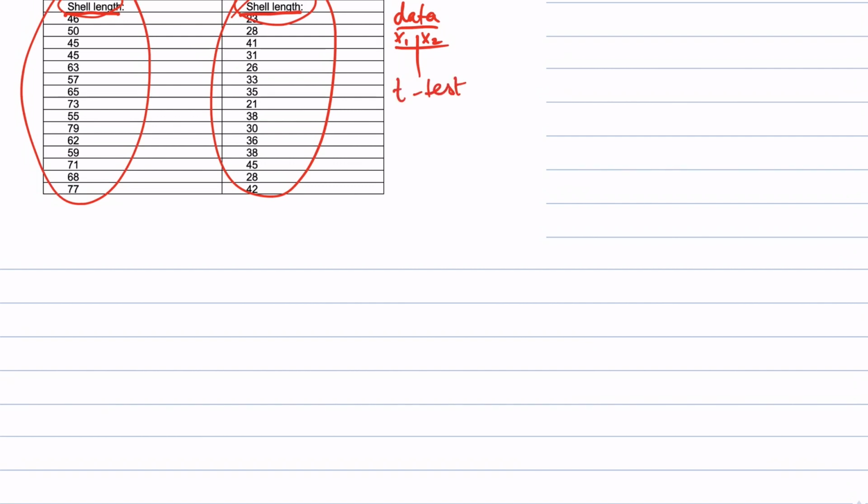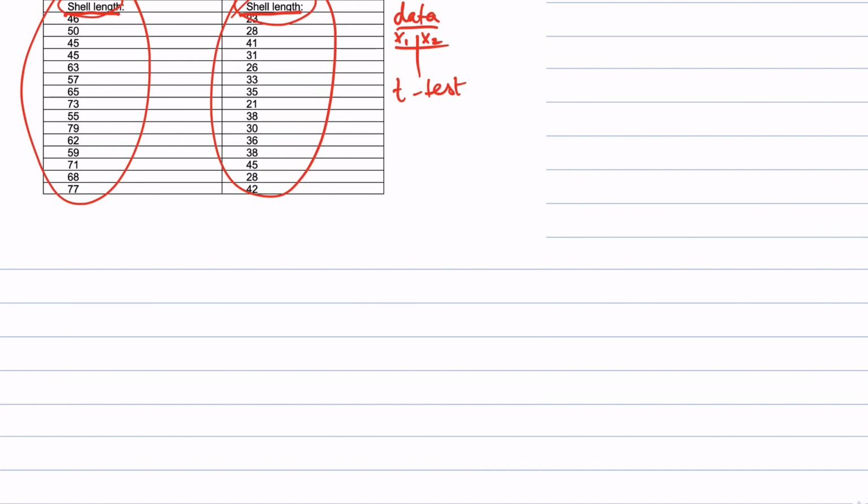and what I said in the video was that the way you decide which test to do is you look at your data, and if you've got two variables and the variables happen to be of the same type, so we've got shell length versus shell length, and we want to see if there's a difference between the shell length of this population and the shell length of another population. In that case, the test to do is a t-test.